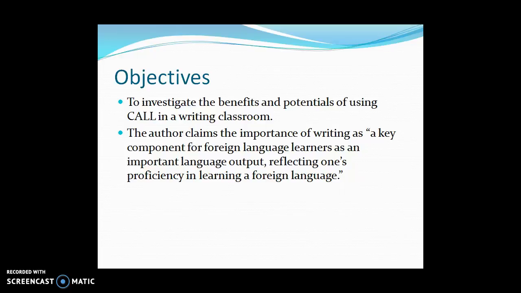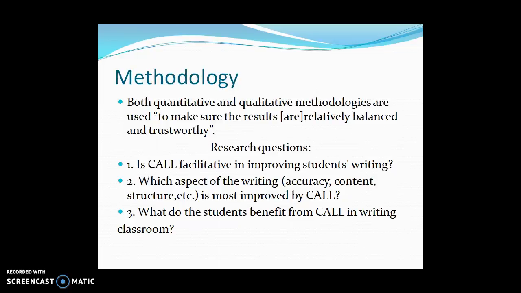So passing by the objectives, we have the methodology. He used both quantitative and qualitative methodologies because he wanted to make sure the results were relatively balanced and trustworthy. So in other words, he wanted to show the numbers, and he wanted to show the quality of his research, which we can see clearly.